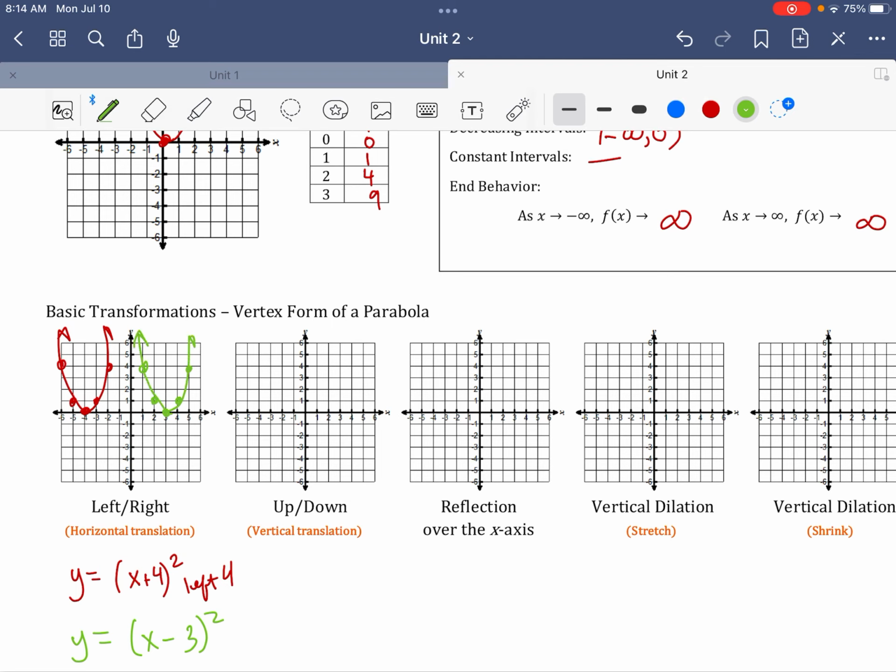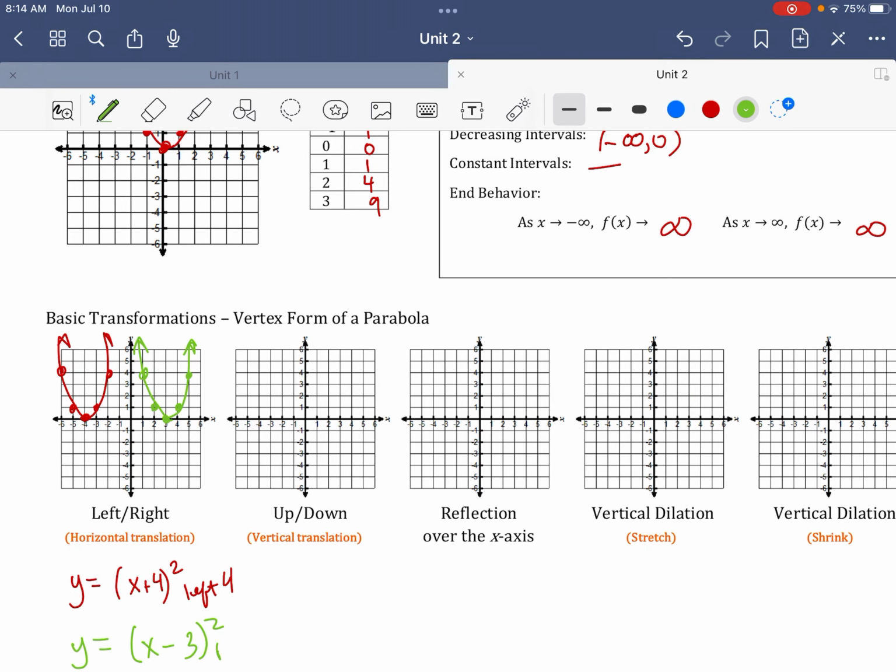Okay, so parabolas you can graph pretty perfectly because of the pattern I'm talking about. All right, so this one's to the right 3. All right, up or down.